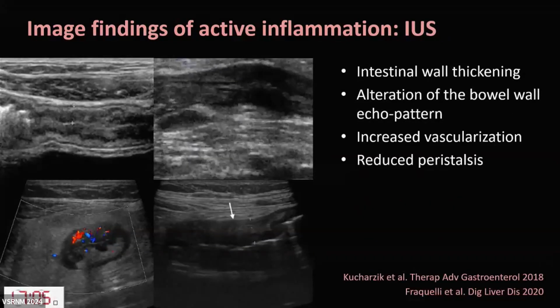And on intestinal ultrasound, similarly, we will see intestinal wall thickening. And there will be alteration of the bowel wall echo pattern, meaning the loss of the normal stratifications. And on color Doppler ultrasound, there will be increased vascularization if there is active inflammation. And the peristalsis will be reduced.